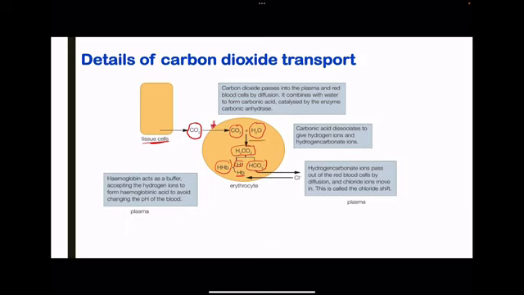Like I said already, this process is going to be catalyzed by the enzyme carbonic anhydrase. In this reaction, hemoglobin is acting as a buffer, accepting a hydrogen ion, which we see here, this part here. It accepts a hydrogen ion to form haemoglobinic acid, which is what we see here. That is what we call the HHb.